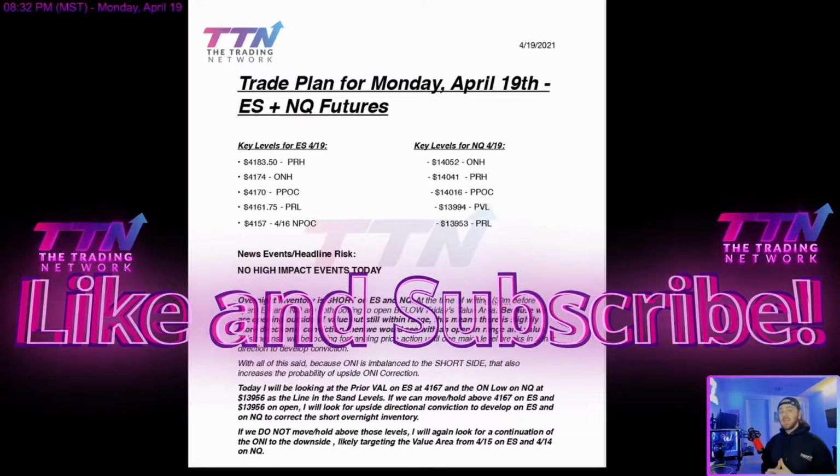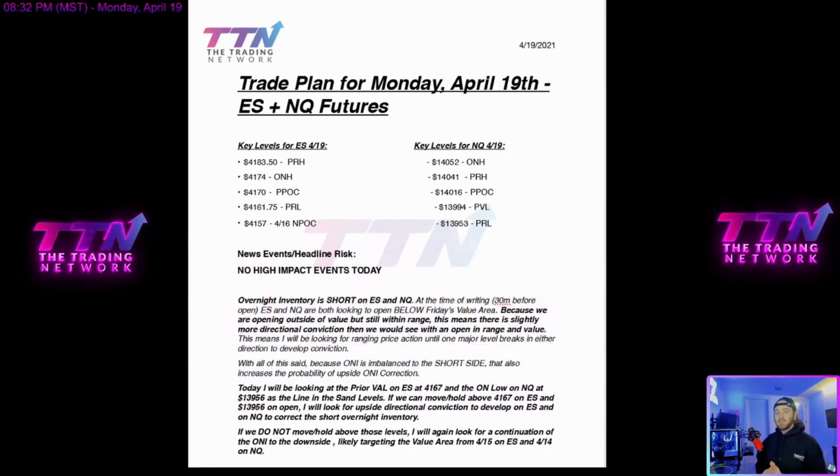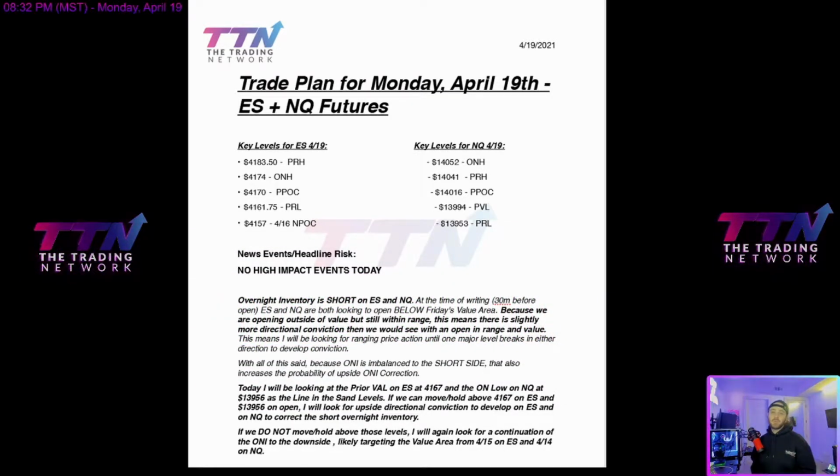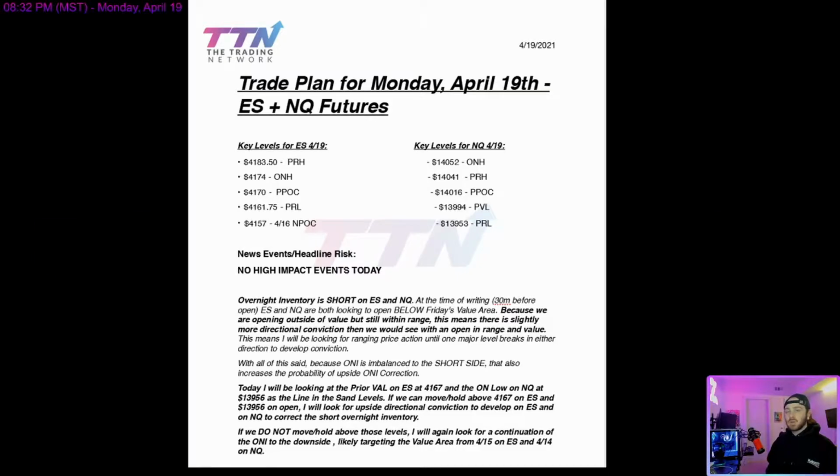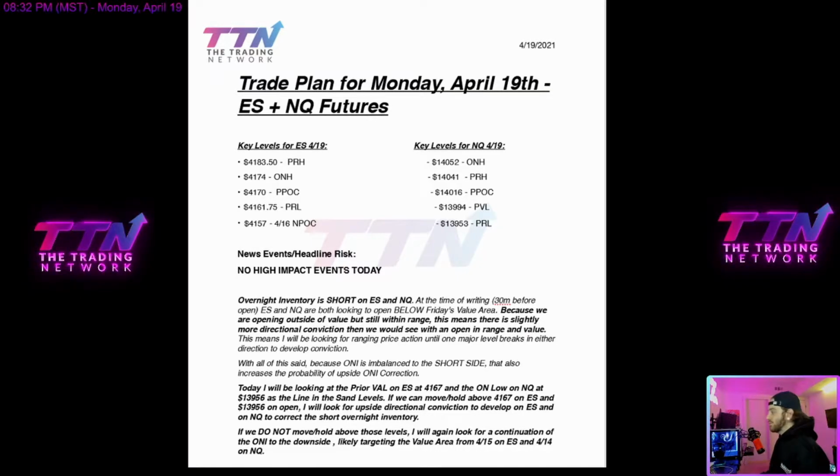It is Monday, April 19th, and I've got another daily market profile recap for both the ES and NQ futures markets. So let us start off with the key levels for ES first and foremost.